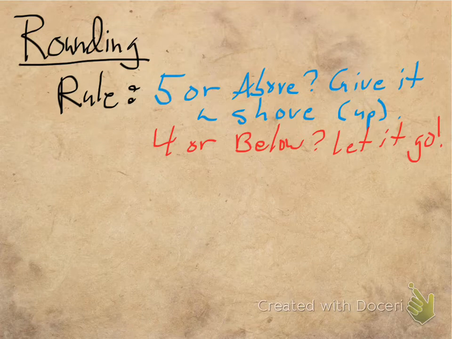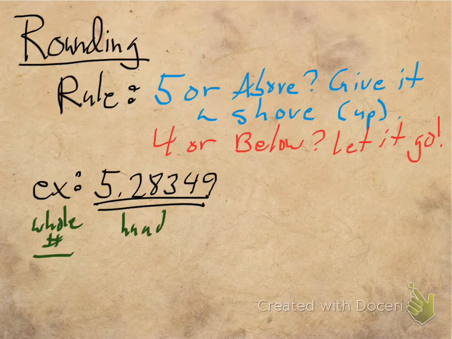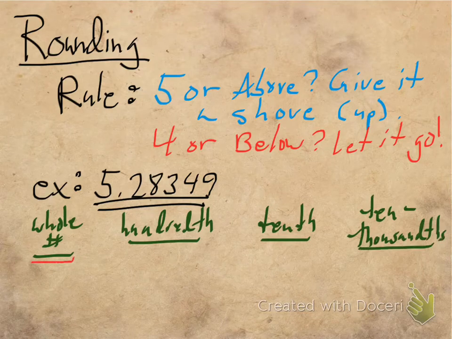So I'm going to give you one number. Let's take an example like 5.28349, otherwise known as 5 and 28,349 hundred thousandths. And we're going to round this number to 4 different places. Let's round it to the nearest whole number. Let's round it to the nearest hundredth, to the nearest tenth, and also to the nearest 10 thousandths. And let's color code these so that our work doesn't get too messy.